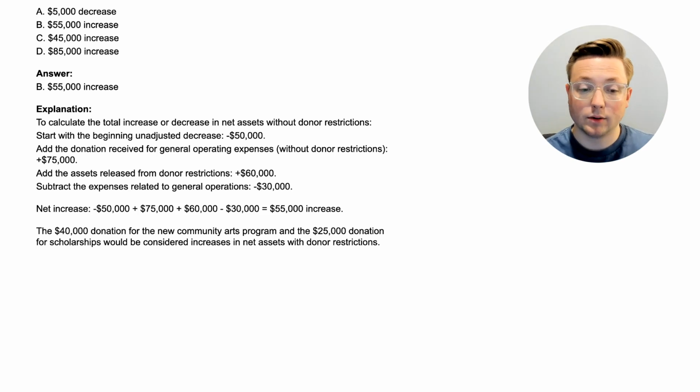Now, one thing I want to point out, the $40,000 donation for the new community arts program and the $25,000 donation for scholarships would be considered increases in net assets with donor restrictions. It's pretty simple. With donor restrictions, it's been restricted by the donor for a specific purpose. Without donor restrictions, it can be used for anything that the entity wants to use it for.